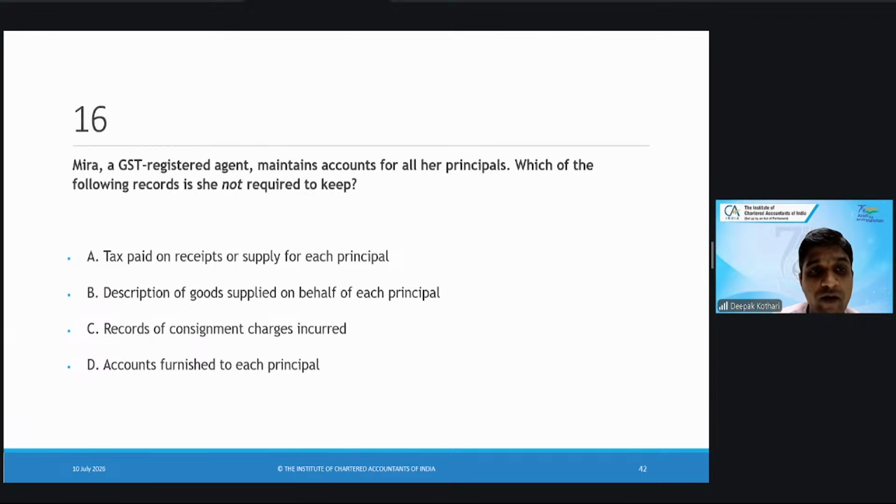She is not required to keep records of consignment charges incurred. She has to keep record of the tax paid on receipts, description of the goods supplied, accounts furnished to each principal, but record of consignment charges incurred is not required. So the answer is C.